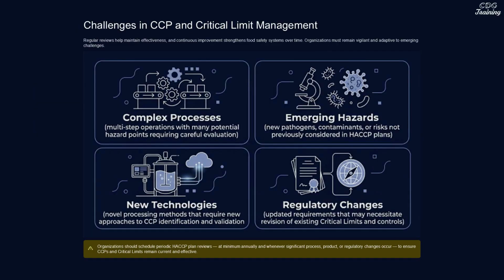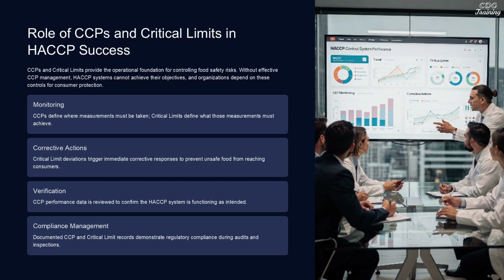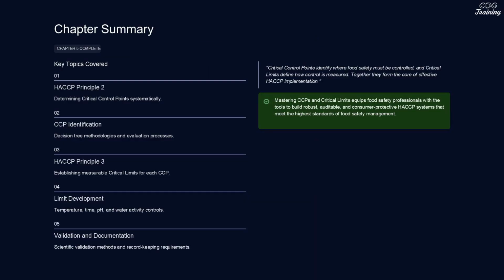Regular reviews improve safety systems by addressing complex processes, emerging hazards, new technologies, and regulatory changes. Organizations must adapt to manage these challenges effectively. CCPs and critical limits provide the foundation for controlling food safety risks. Effective HACCP systems require monitoring, corrective actions, verification, and compliance management to protect consumers. Mastering CCPs and critical limits equips professionals with the tools to build robust, auditable, and compliant HACCP systems that meet the highest standards of food safety assurance.